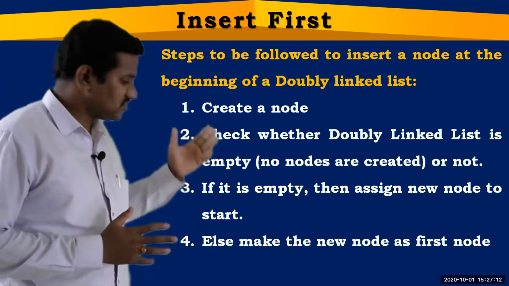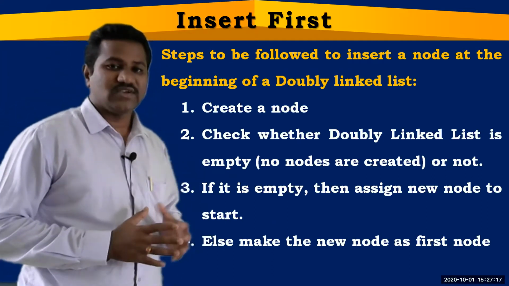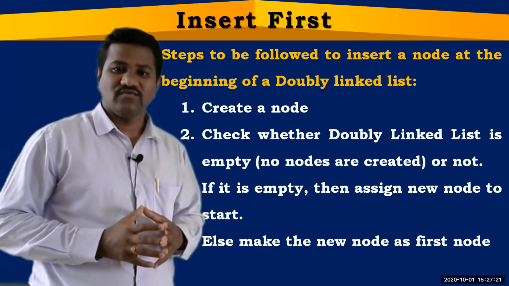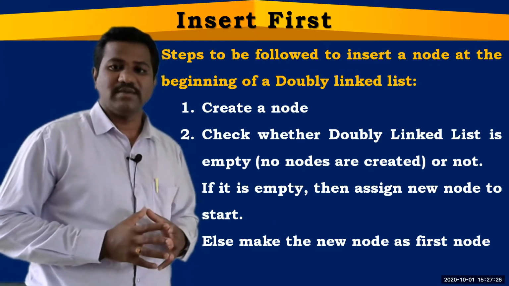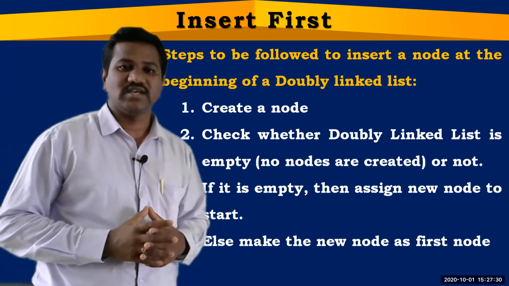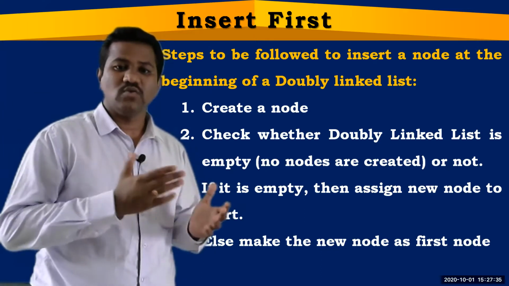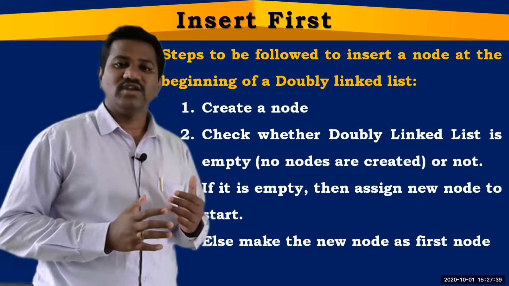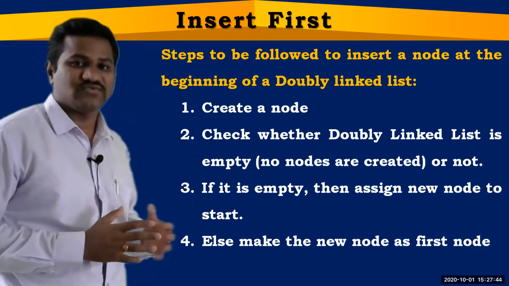So these are the steps that we need to follow in order to insert a new node as a first node. The first step is creating a node. And after creating a node, we need to check whether the double linked list is empty or not. If the double linked list is empty, then assign the new node to the start pointer. That means whatever node we created, we need to assign to the start pointer. Suppose if the list is already there, then our newly created node has to become the first node. That's what the fifth step is saying.